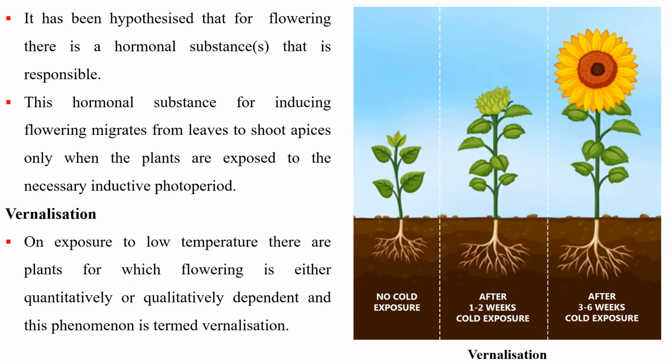It has been hypothesized that there is a hormonal substance that is responsible for flowering. This hormonal substance for inducing flowering migrates from leaves to shoot apices only when the plants are exposed to the necessary inductive photoperiod. Vernalization. On exposure to low temperature, there are plants for which flowering is either quantitatively or qualitatively dependent, and this phenomenon is termed vernalization.